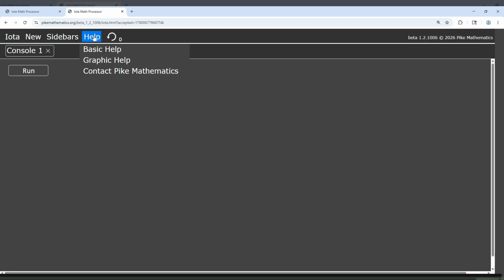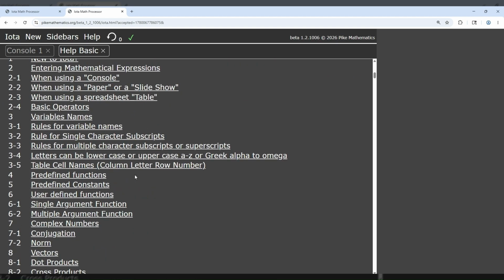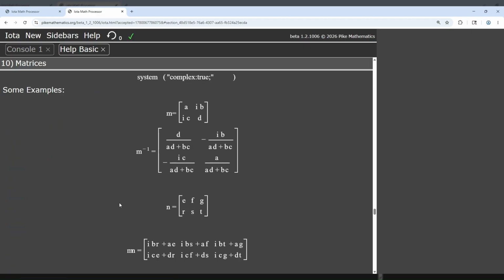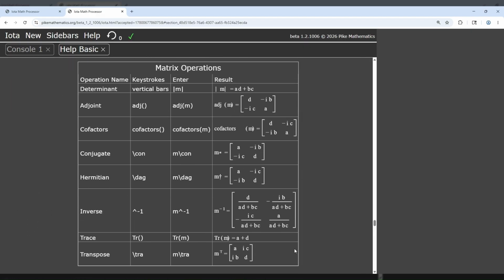First, I want to look at the Help tab real quick. Go to Basic Help and scroll down. There's a hyperlink labeled matrices. Click on that. This table right here, matrix operations, lists all the functions that we've created that work with matrices. This first column is what they're called, and the second column is the keystrokes you need to use in order to call those functions. So now let's go ahead and demonstrate these.